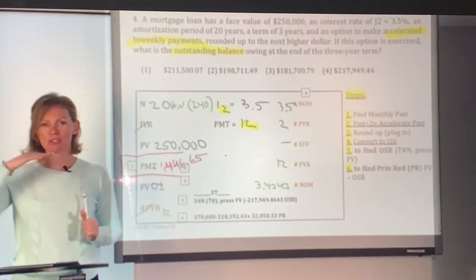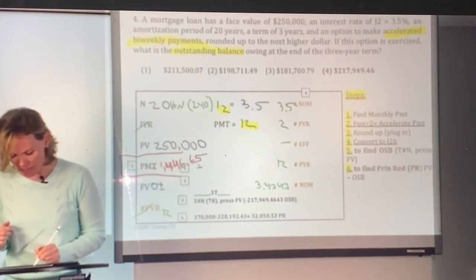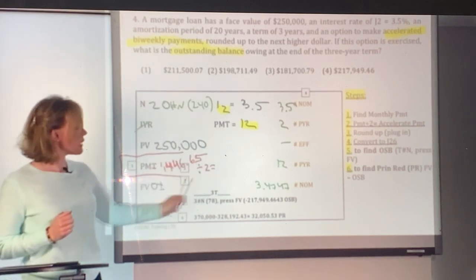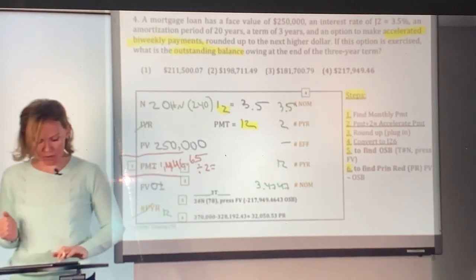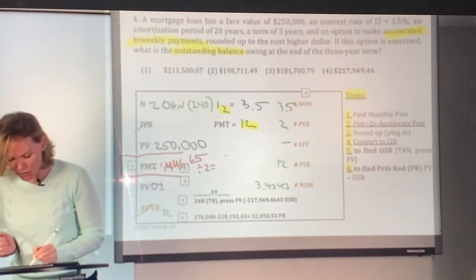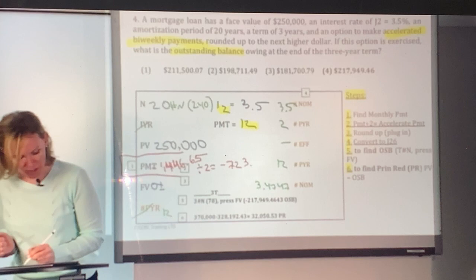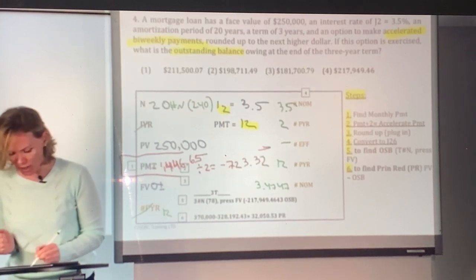Okay. So if you come to the bank and say, bank, I want to accelerate my payments, what would they do with that payment? They will take that payment and divide it by 2. That will give them the accelerated payment that they can make you do 26 times. Okay. So how much does that come up to? Divided by 2, press equals. Mine came up to the negative 723.32. Okay. So that's my payment so far.